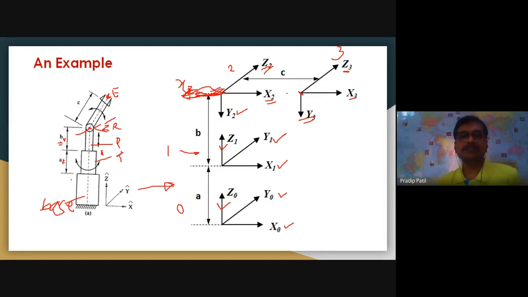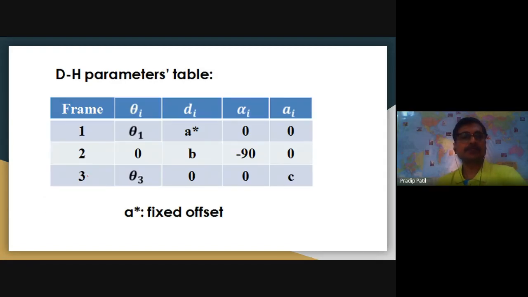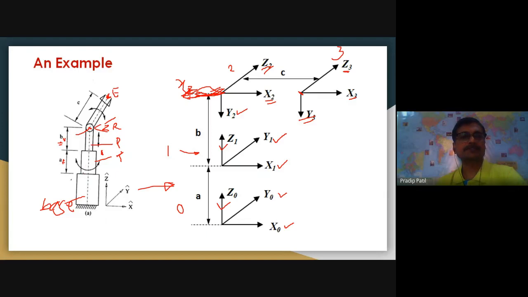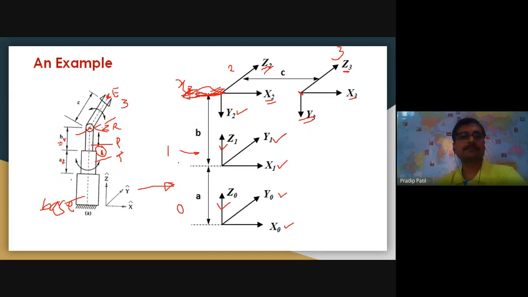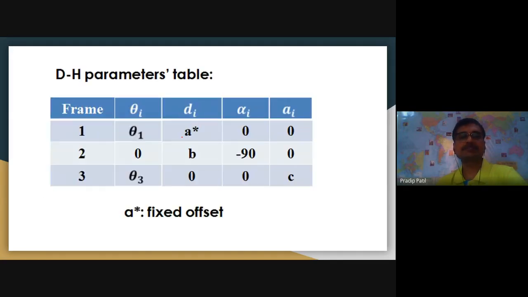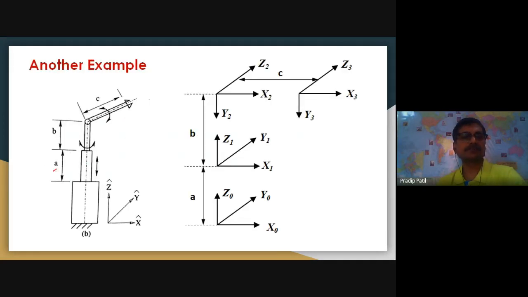Now how do we find out the DH parameters? So frame 1, frame 2 and frame 3. So I'll again go back. This is frame 1 over here, frame 2 over here, frame 3 here. So I have to find out theta i, di, alpha i and ai. So what is di here? What is theta i here? Theta i is theta 1. So this is theta 1. Okay. Then what is the next parameter? Offset. Offset is ai. This star is for fixed offset. So we have seen that this is a fixed offset.